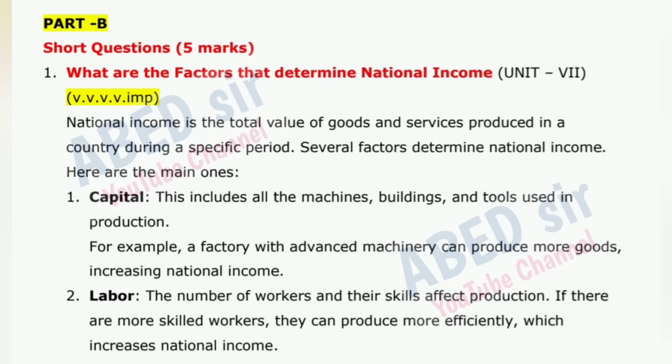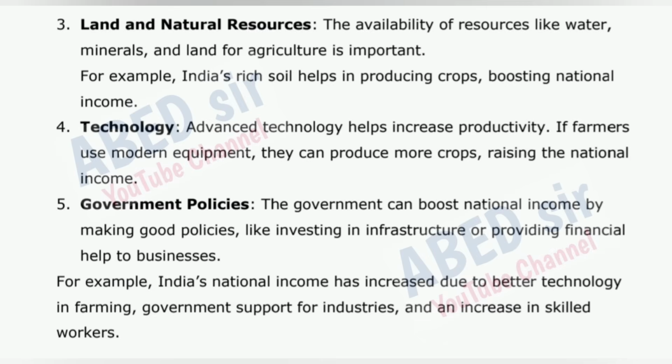2. Labor. The number of workers and their skills affect production. If there are more skilled workers, they can produce more efficiently, which increases national income. 3. Land and natural resources. The availability of resources like water, minerals, and land for agriculture is important. For example, India's rich soil helps in producing crops, boosting national income.